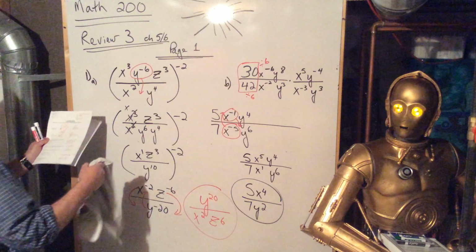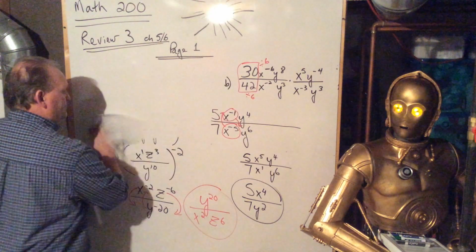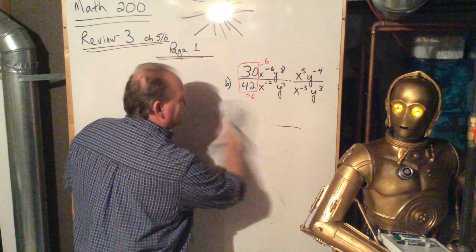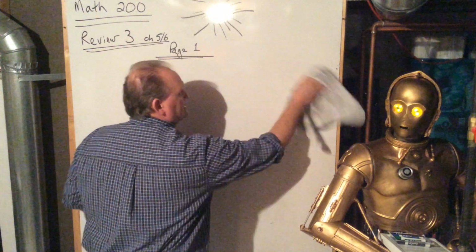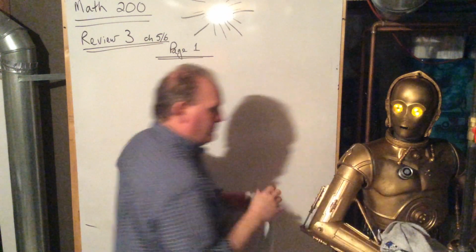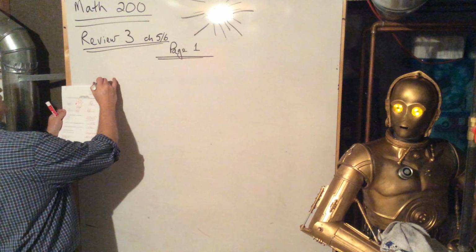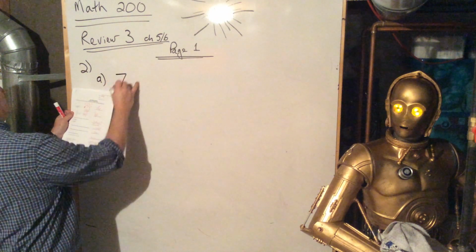Let's take a look at number 2. Oh, number 2 is we're just going to be doing scientific notation. So those scientists like using base 10 numbers to see how big or how small the numbers are in a simplified form.